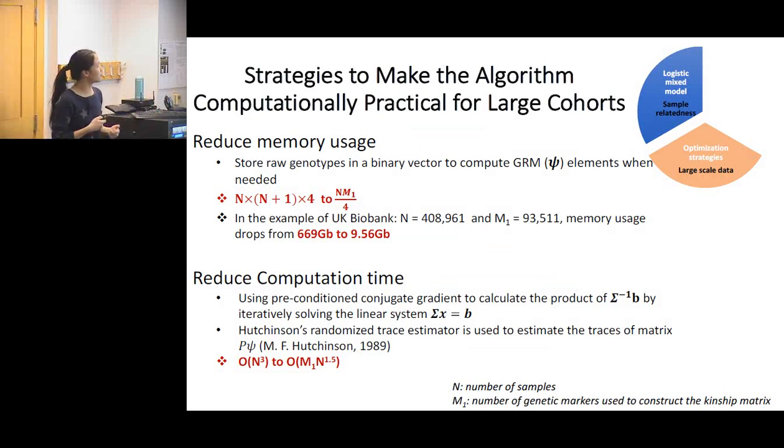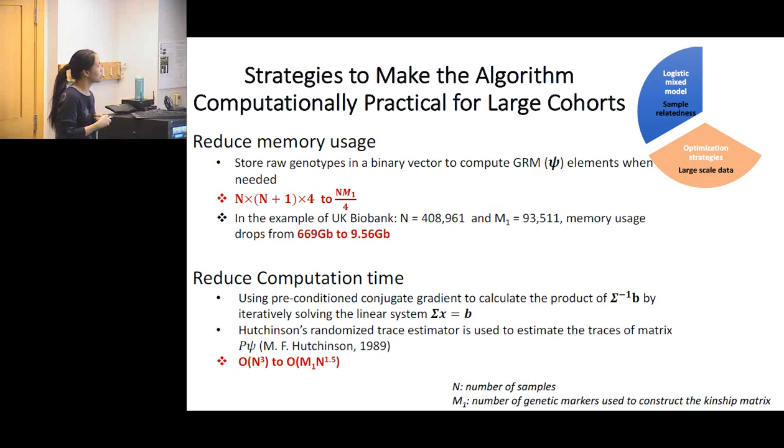Here is what we have done. To reduce the memory usage, we decided to only store the genotypes that we're using, and compute the N by N matrix instead of storing the matrix directly. Which means we don't store the matrix, and every time we need the matrix, we compute its elements. So we only need to store the genotypes, and we can store them in a binary vector, using 2 bits to store 1 genotype, because a genotype can be either 0, 1, or 2. In this way, we save a lot of memory.